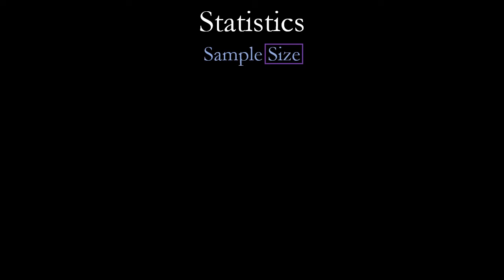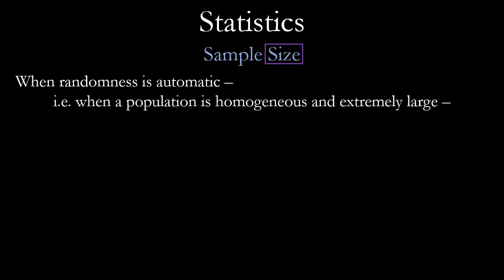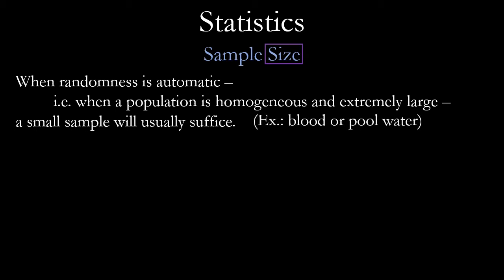All right, sample size also is a way to reduce bias. When randomness is automatic, so in some cases we do end up with that. When a population is homogeneous and it's extremely large, then we only really need a small sample. Homogeneous means that it's pretty uniform throughout. Any one bit of something will look very, very similar to any other bit of something. So examples of this are blood or pool water. It's one of the reasons why a doctor only needs a small sample of your blood. They don't have to look at, say, a gallon or a liter in order to get a good sense of what's going on in your bloodstream.